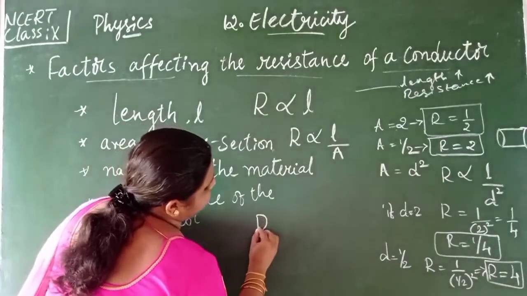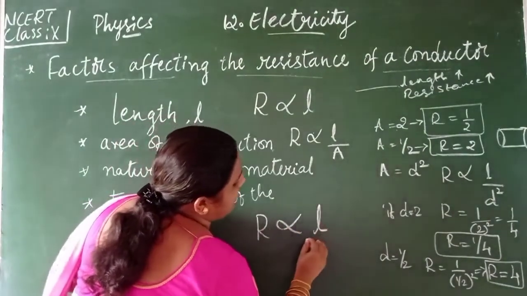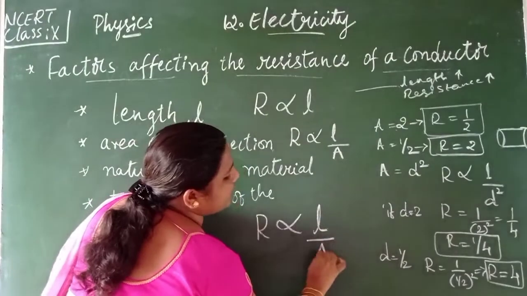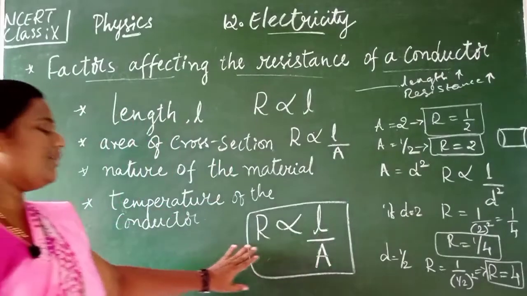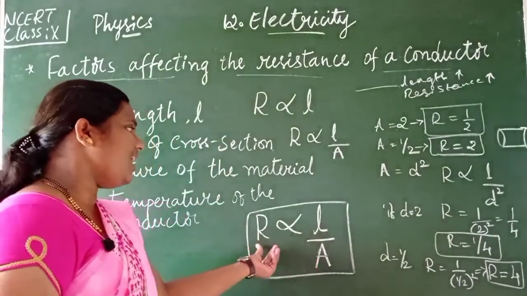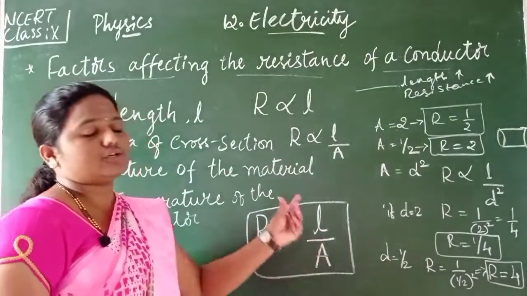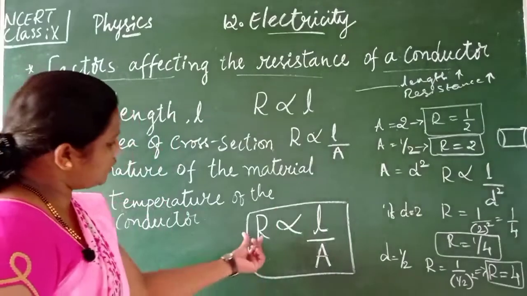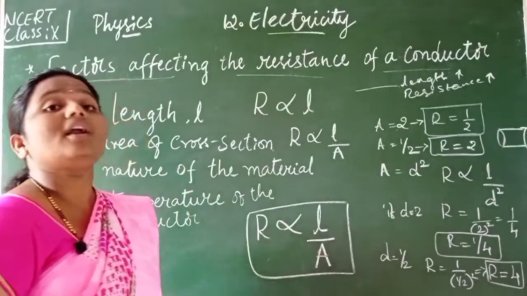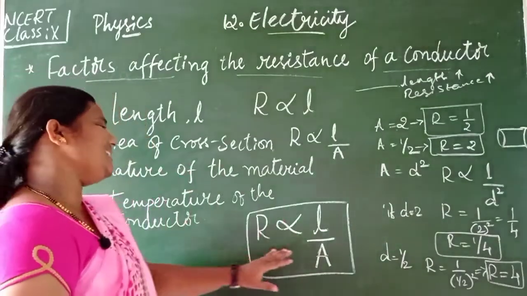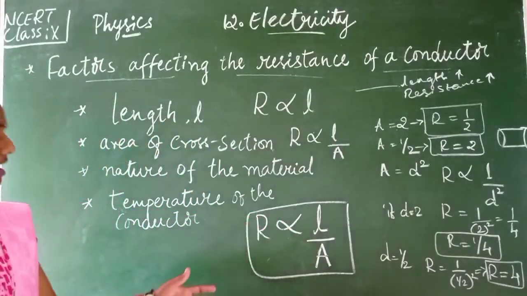Resistance of the conductor is directly proportional to length and inversely proportional to area of the cross section. Got it, children? Yes. You have to remember this formula. Means here resistance is directly proportional to length, and resistance is inversely proportional to area of a cross section of the conductor, and also it depends upon the type of the material which we are using, and it also depends upon temperature. So let us write this equation. Means if we use some constant here, what happens?